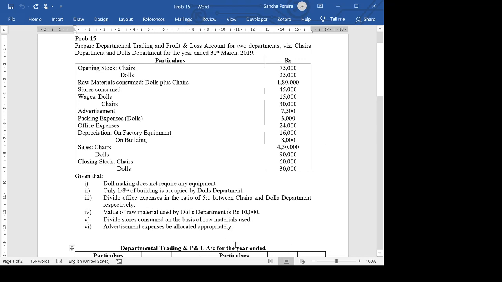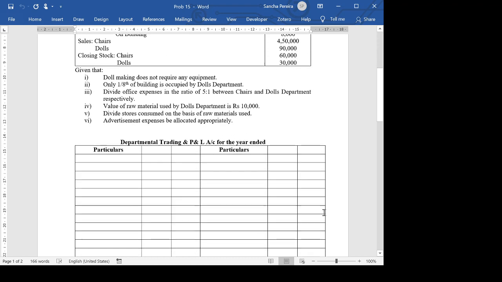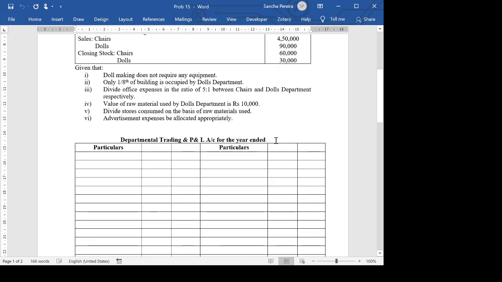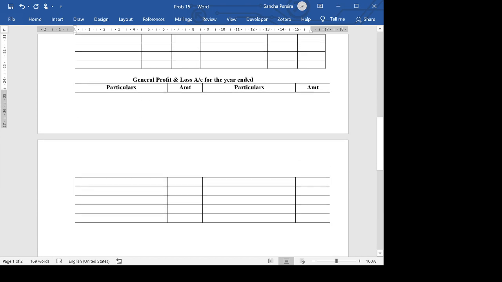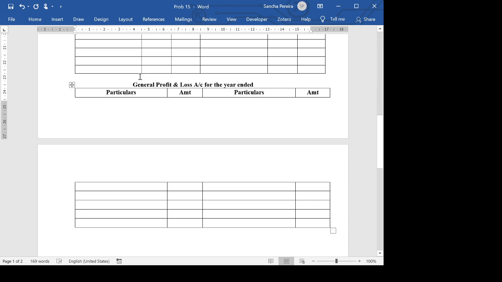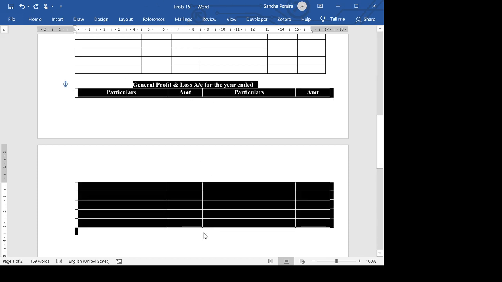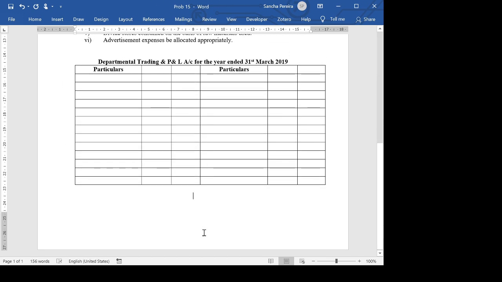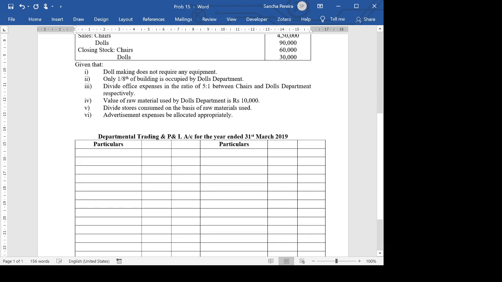So, the departmental trading profit and loss account for the year, we don't know the name of the firm, for the year ended 31st March 2019. Okay, there is no general profit and loss account. We have not discussed anything that goes to the general profit and loss account, so we don't need it. We're just going to do this one. So we'll start with the items.